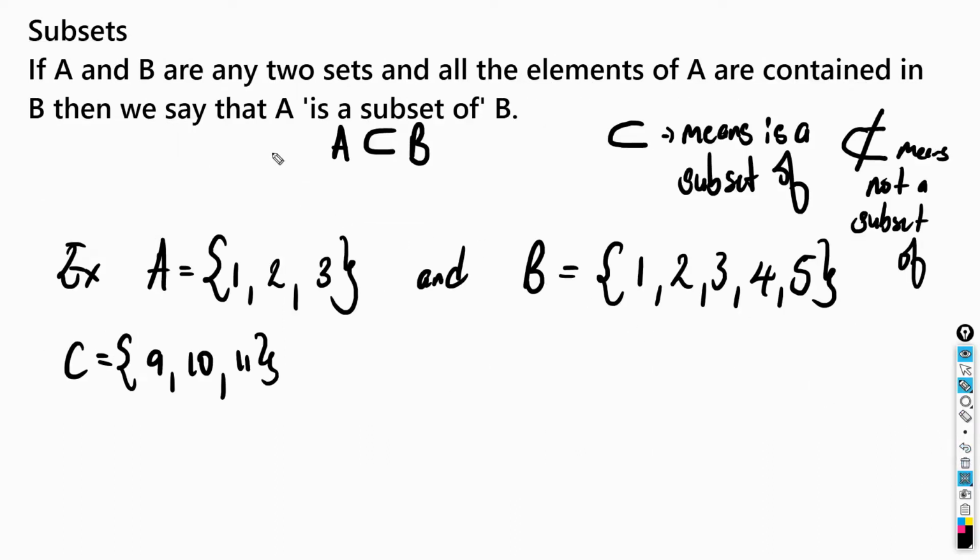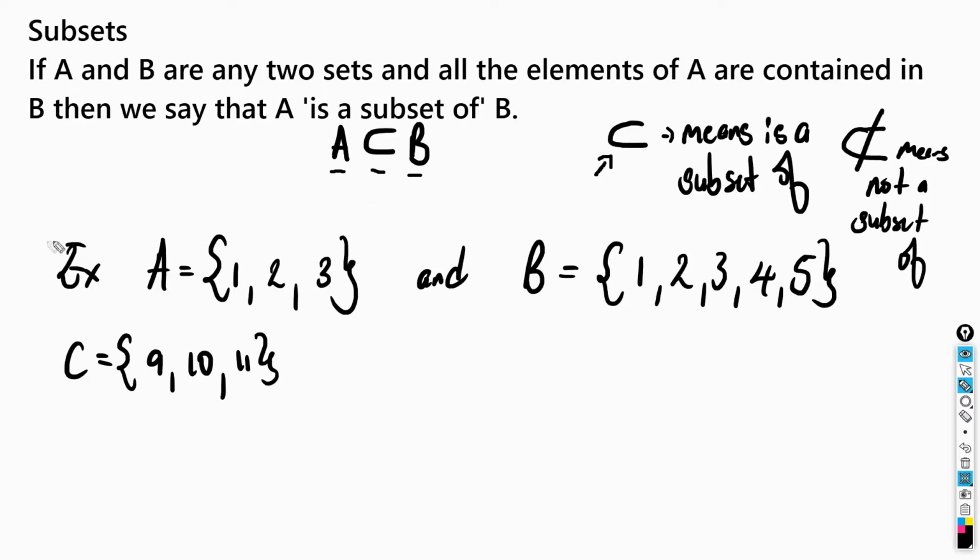All right, guys, so we're looking at subsets now. It says if A and B are any two sets and all the elements of A are contained in B, then we say that A is a subset of B, which means the same thing here. A is a subset of B. This symbol here, which looks like a long C, means a subset of, and this one with the cross through it means not a subset of.